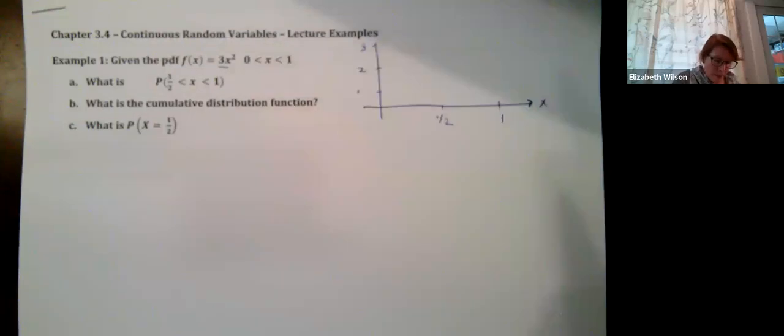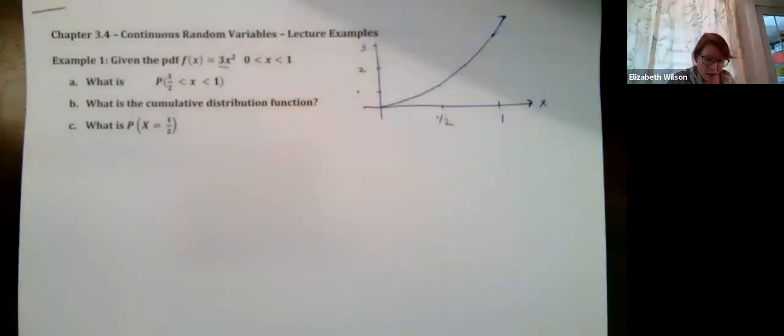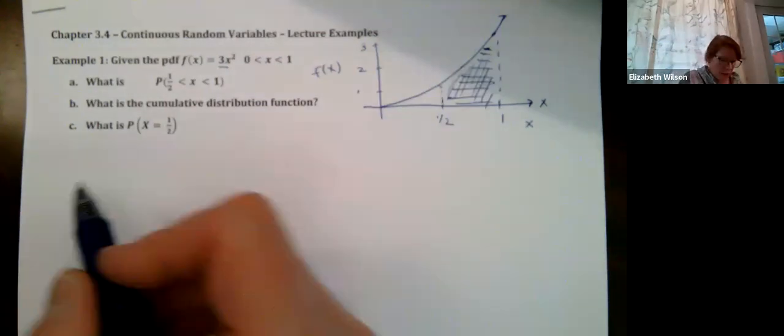Here are our outcomes. So we can think about this as being our x values right here. Now the first question, part A, says, what's the probability that x is between 1/2 and 1? So I'm just going to shade those regions up like this. This is what I'm looking at. So I want to find out what's the area under the curve between x equals 1/2 and x equals 1. That's all I'm asking here for part A.